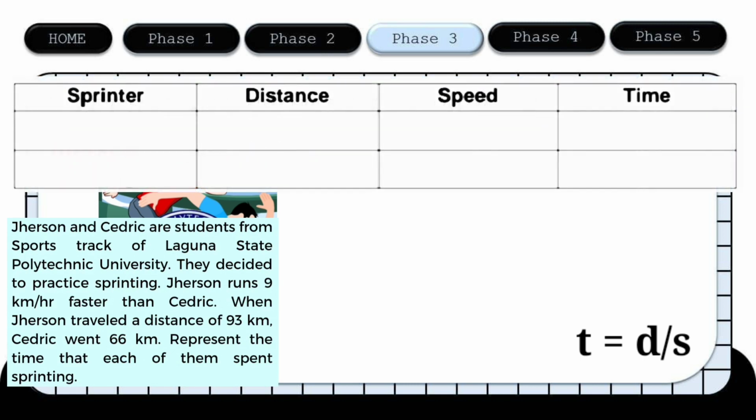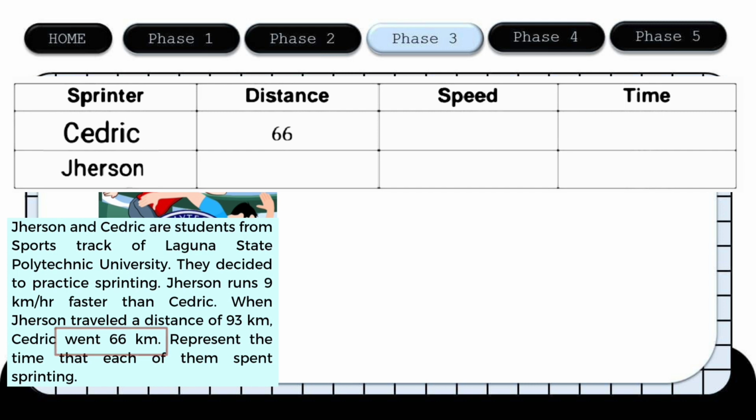First, sprinter, we have Cedric and Gerson. Si Cedric, ang na-cover niyang distance is 66 km. At ang kanyang speed, walang naka-indicate kung ano yung kanyang speed. So, therefore, we are going to use x as the representation of his speed. And yung time, that's question mark.